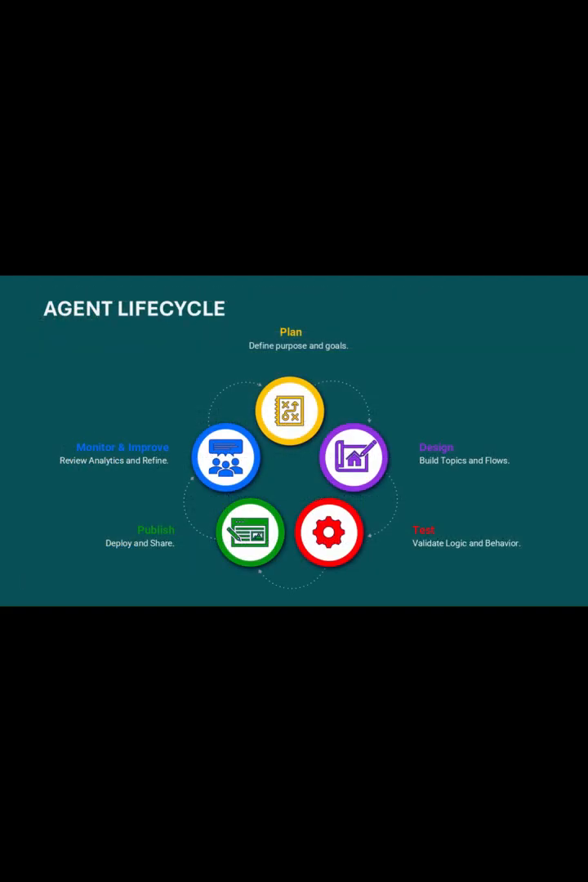Agents follow a life cycle. First, plan the purpose and goals. Second, design the topics and flows. Third, test the logic and behavior. Fourth, publish and share the agent. Lastly, continuously monitor and improve performance.